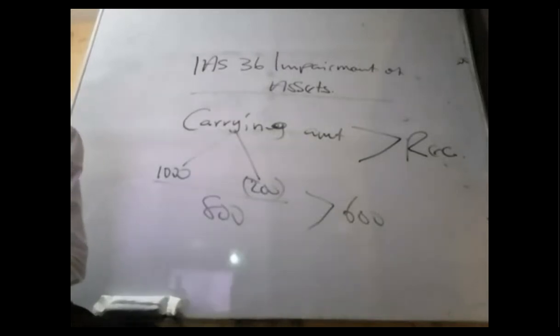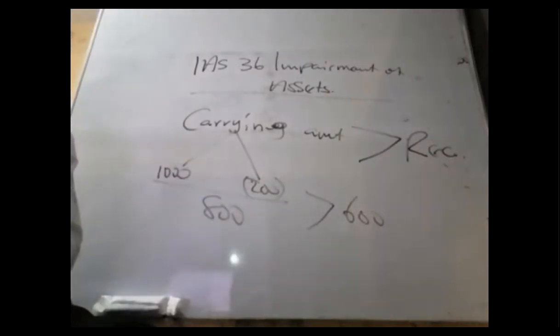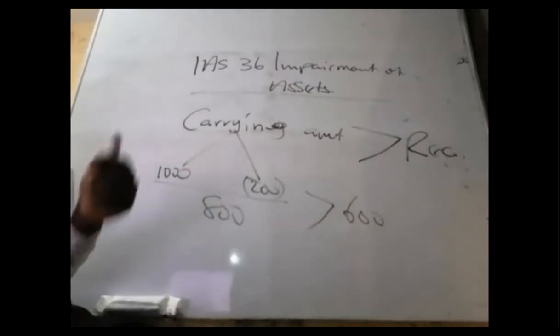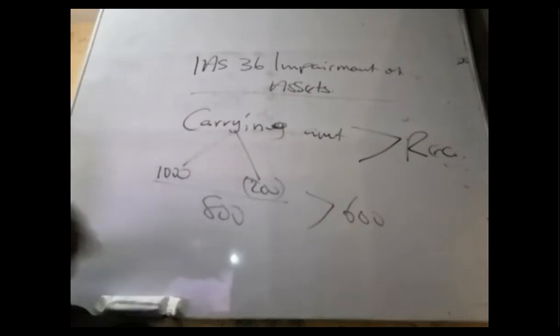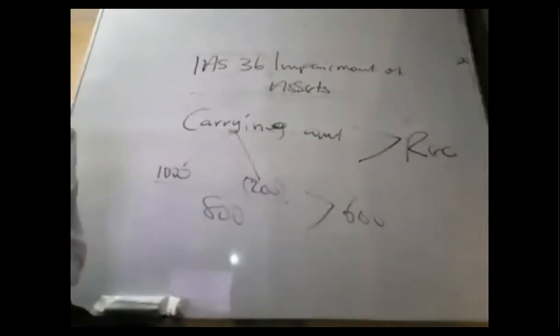How do you get it? Good. So impairment exists if the current amount exceeds the recoverable amount. That's all. So we are saying that an asset is impaired when its current amount exceeds its recoverable amount. That is all. That is the point that we need to get.